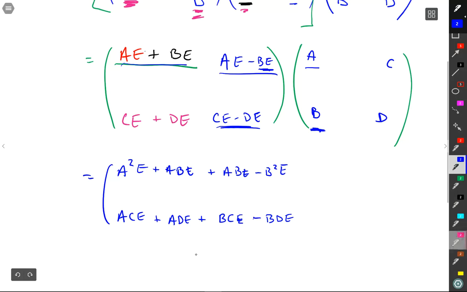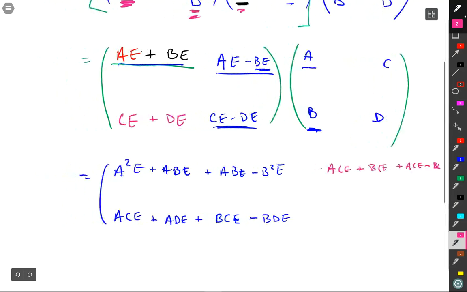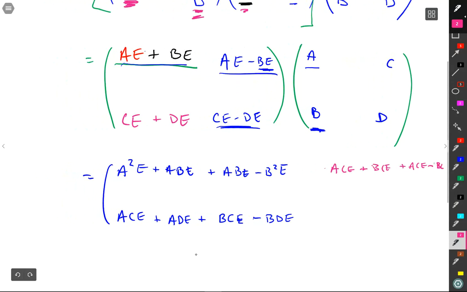And then we've got two more to go. So ACE plus BDE, plus ACE minus BDE. Uh-oh. Ran out of space.